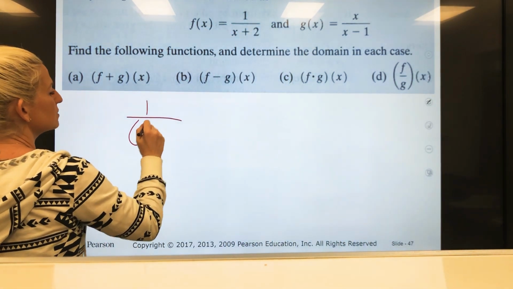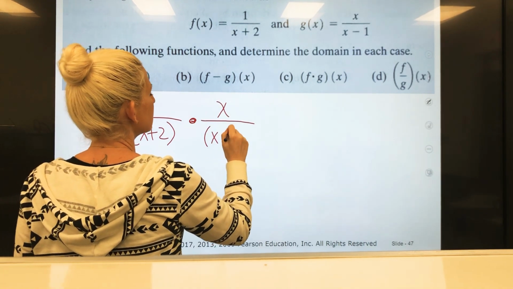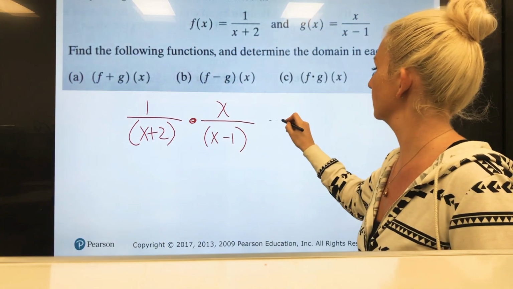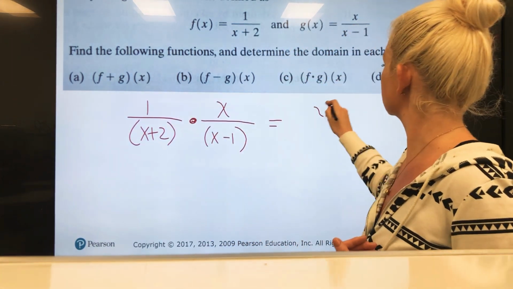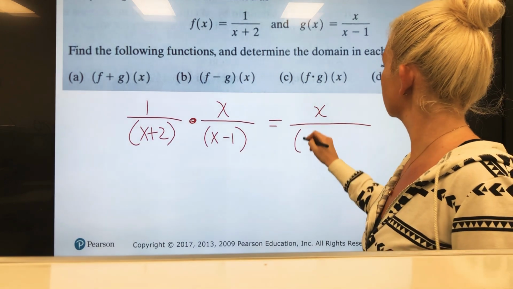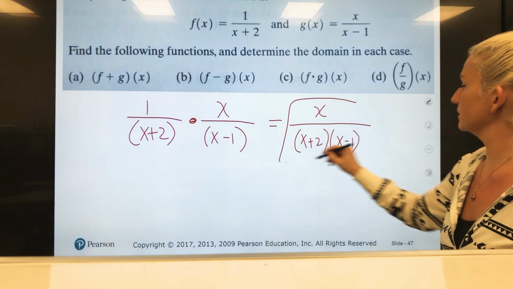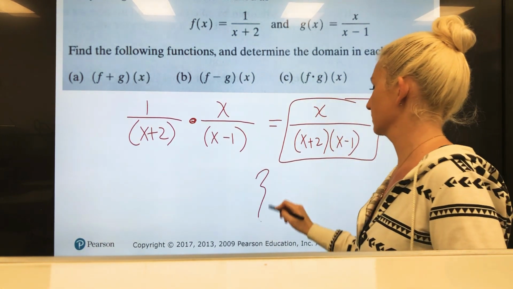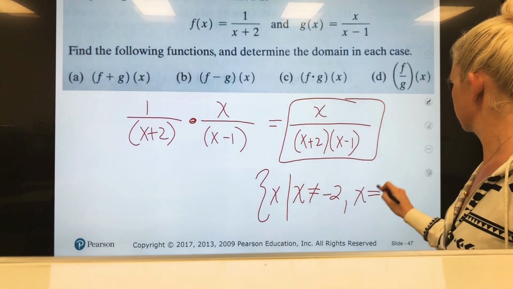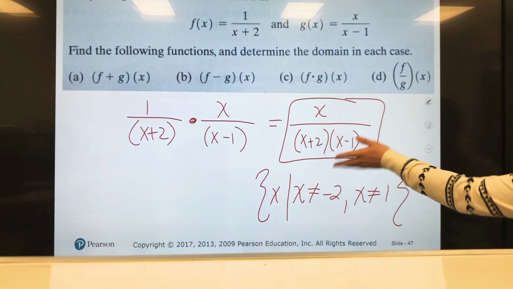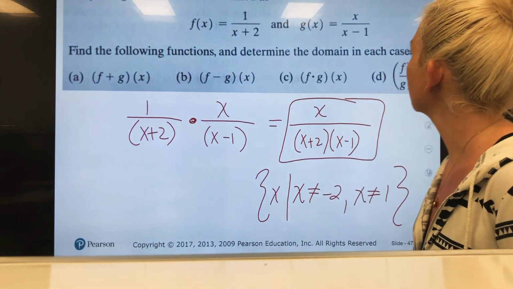1 over x plus 2 times x over x minus 1. So what do I have in my numerator? Just multiply across. It's very easy. 1 times x is x, and then my denominator is going to be x plus 2 times x minus 1. Very, very simple, and then the same domain. X cannot be negative 2, cannot be positive 1. So that's kind of easy.